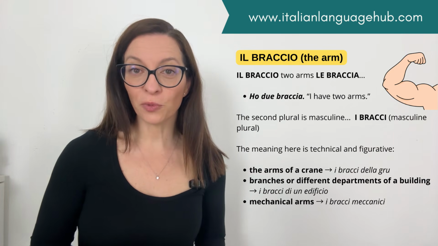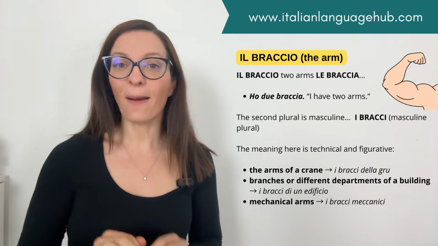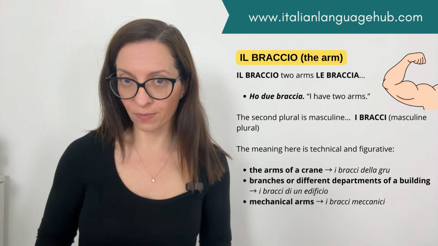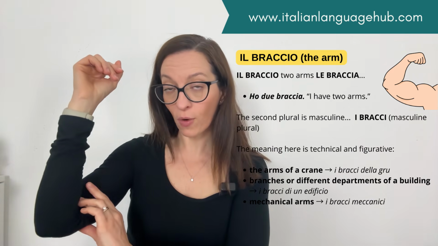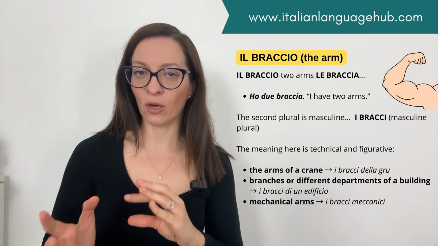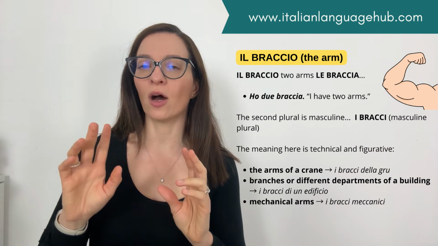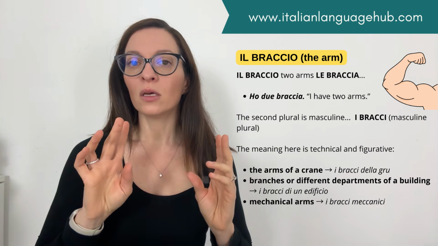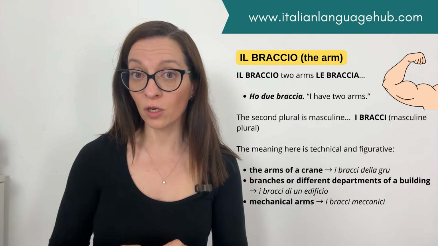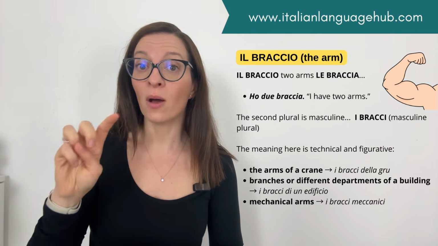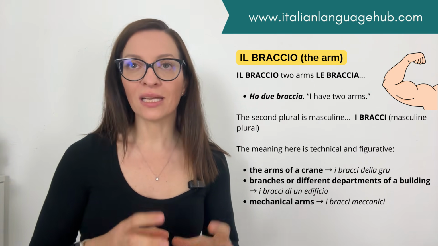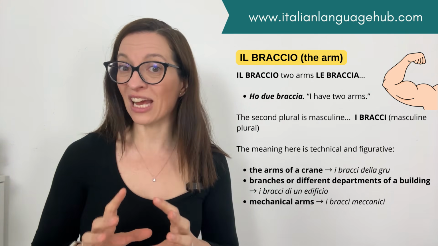Okay? Let's start with the first one. The first one is il braccio. Il braccio means the arm, so as part of the human body. This word is tricky because when you're keeping it with that meaning, but you're making it plural, so you want to say arms, you will need to change the gender. So il braccio, masculine singular. When we have two, they become feminine plural. Le braccia. So that's a first difficulty that you have.